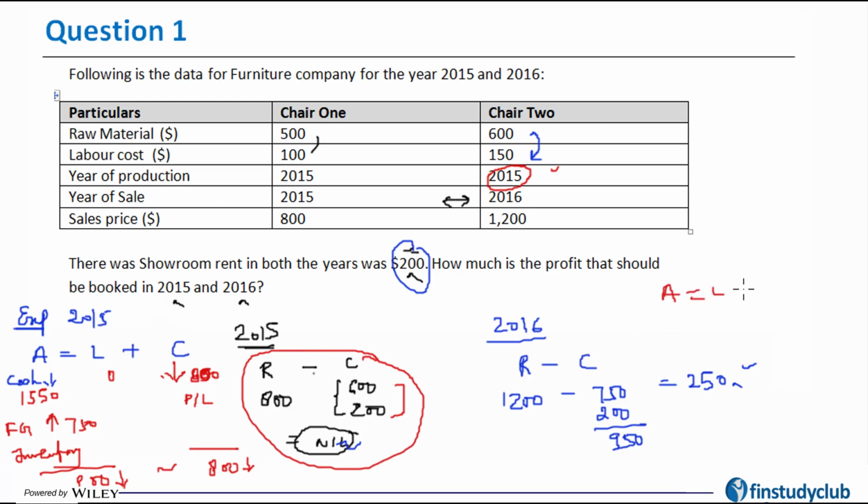Let's talk about this equation in 2016. For the expense part, your cash goes down only to the extent of 200, because now only the rent will have to be paid. Your finished goods as an inventory will again go down by 750, because this was produced last year but sold this year. So this is what is 750, and your net P&L goes down by 950. So that said, my accounting becomes complete, and hence my answer 0 and 250 appears to be the correct ones.